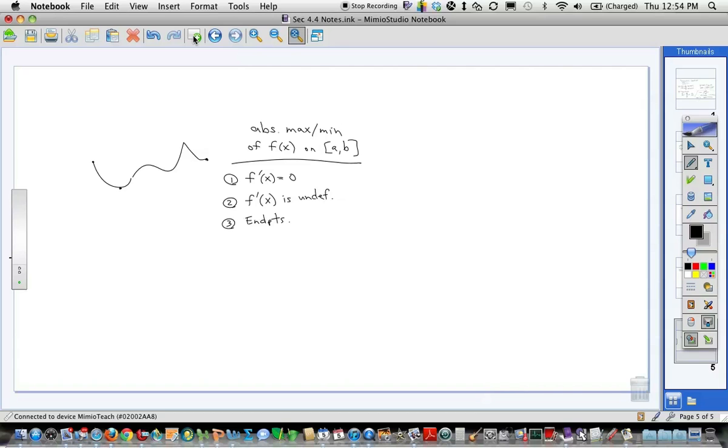Now, some people say that that's 4 points. Derivative 0, derivative undefined, left endpoint, right endpoint. And some people would say, no, that's really 2 places to look. You look at the endpoints and you look at the critical points. Remember that term? What's critical point mean? It's 1 and 2 together. Number 1 is a stationary point. Critical point is 1 and 2 together.